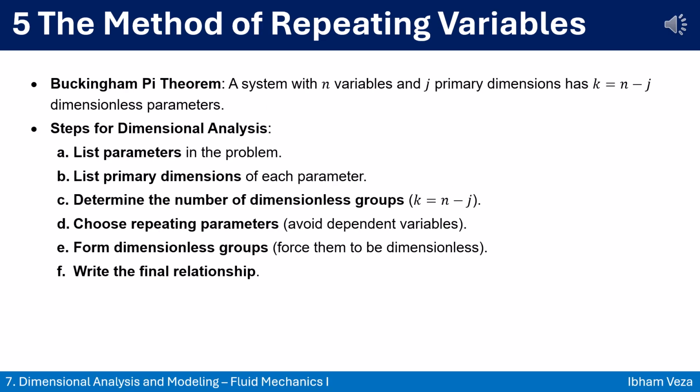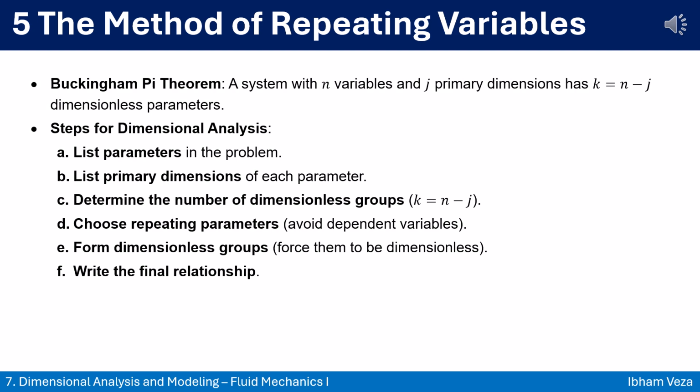5. Master dimensional analysis with repeating variables. Dimensional analysis becomes systematic with the Buckingham Pi Theorem. It tells you how many dimensionless groups you need. Just subtract the number of primary dimensions from your total variables. Follow these simple steps. First, list all the parameters involved. Next, write down their primary dimensions.